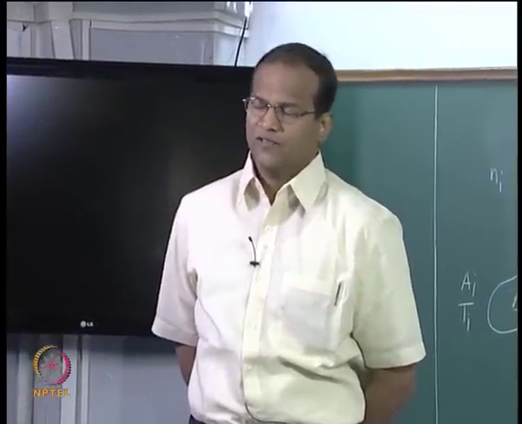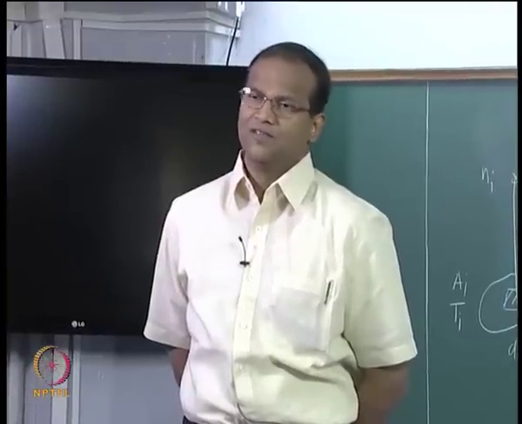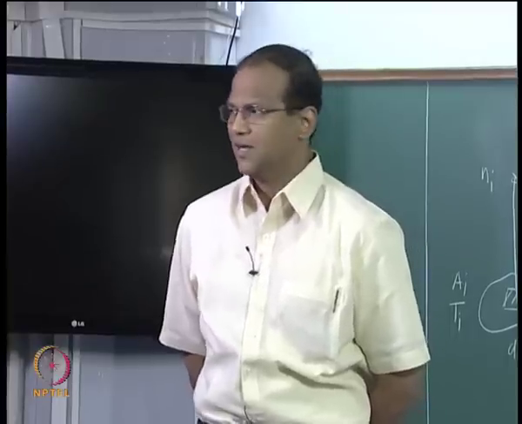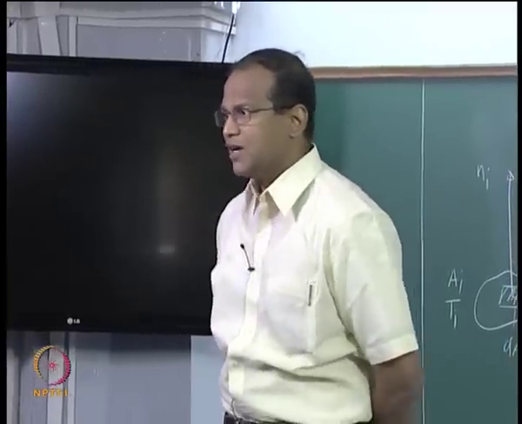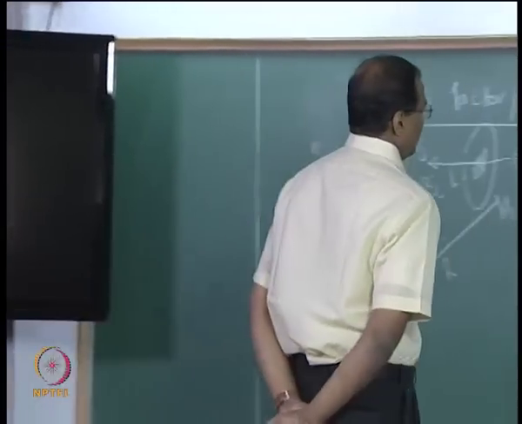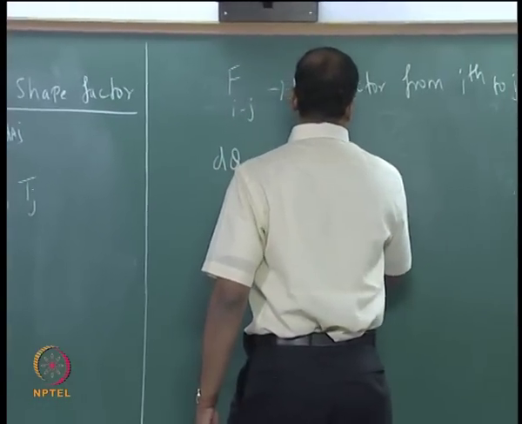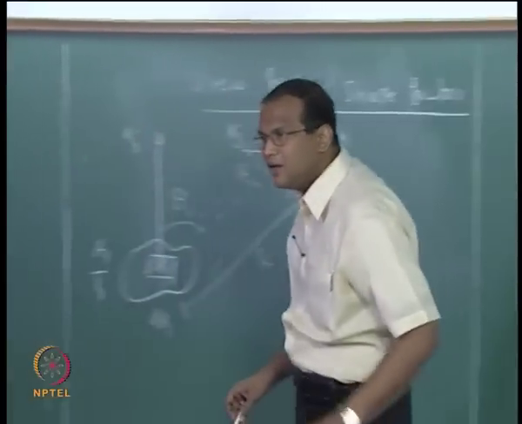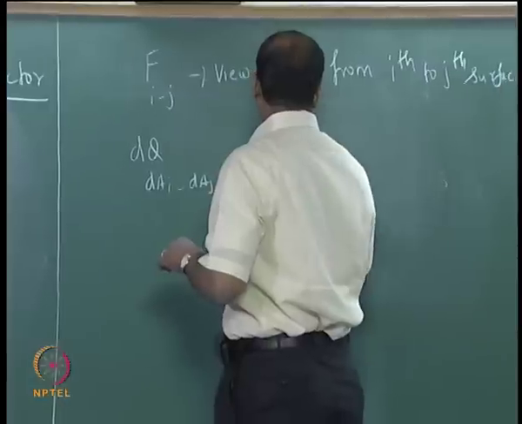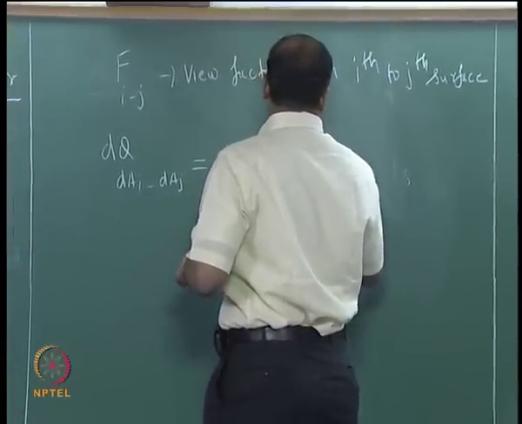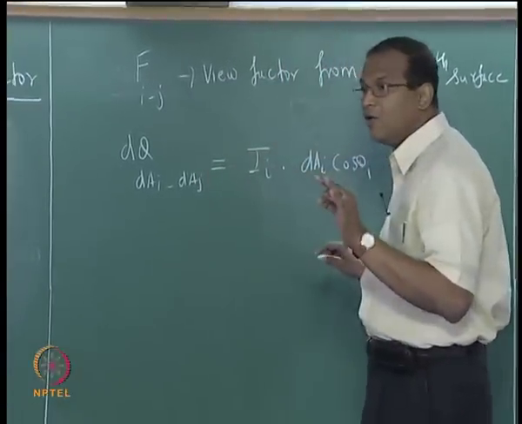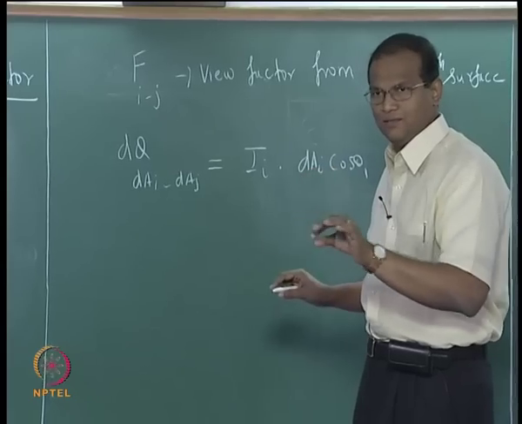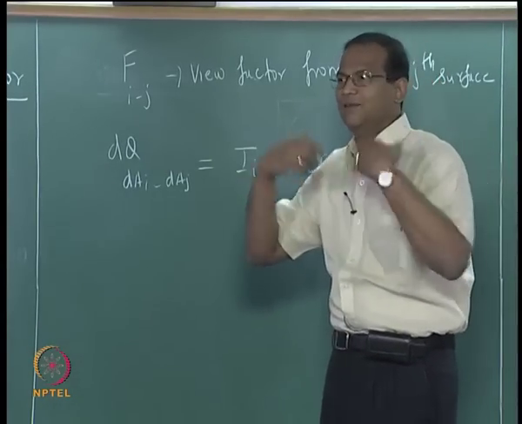Capital I is the intensity; Ii is the intensity of surface I, Ij is the intensity of J. It goes back to our definition of solid angle. First, we will start with Ii. Very good. dAi cos theta. Very good. d omega j to i, if that is what you are implying, it is fine.